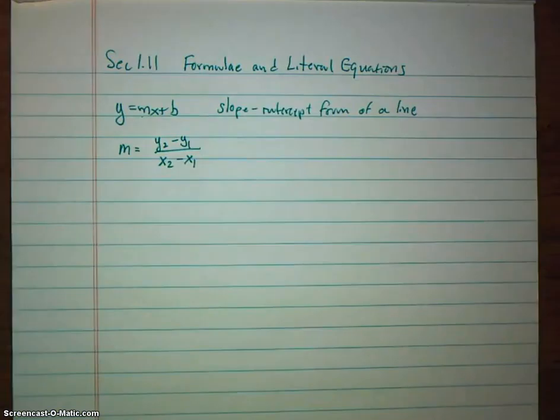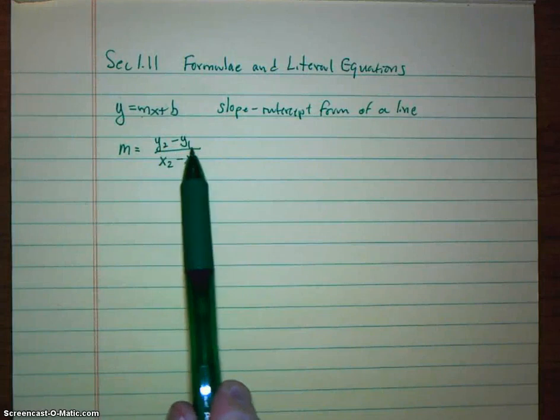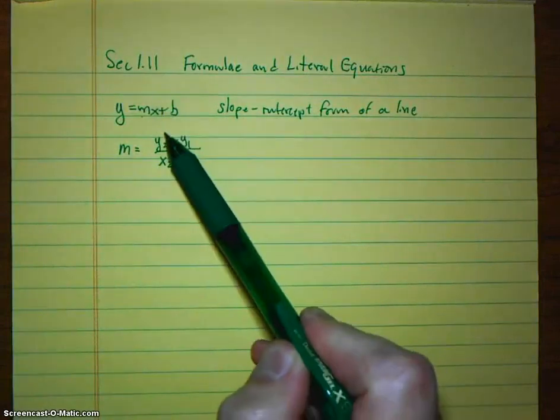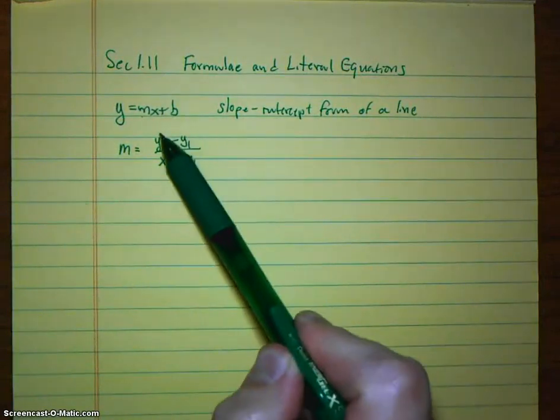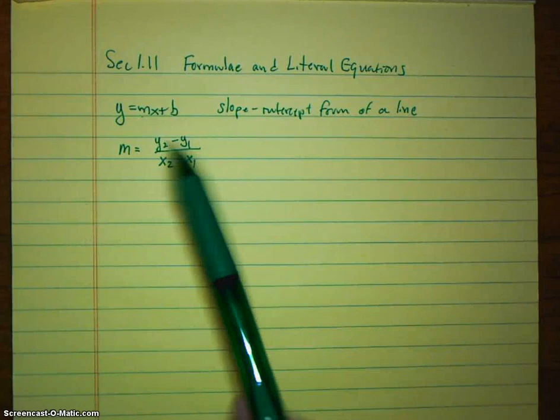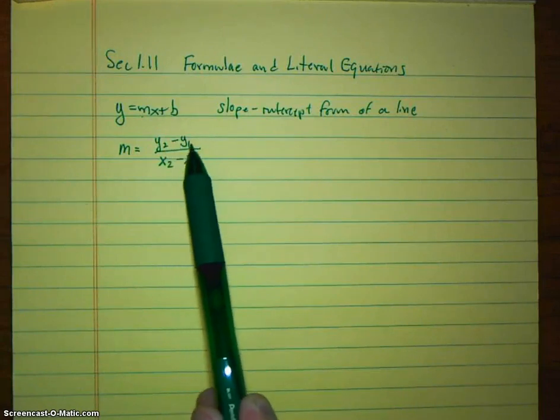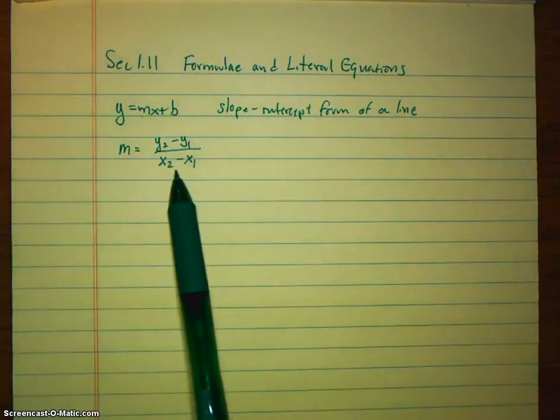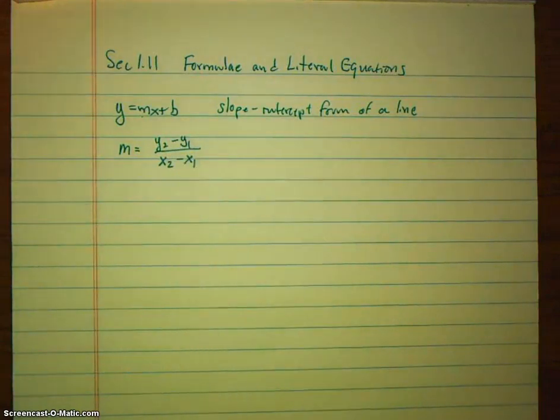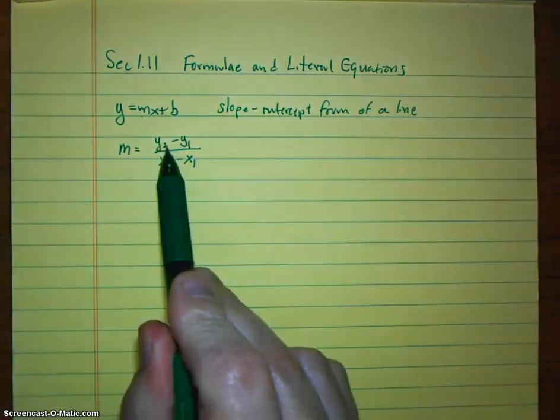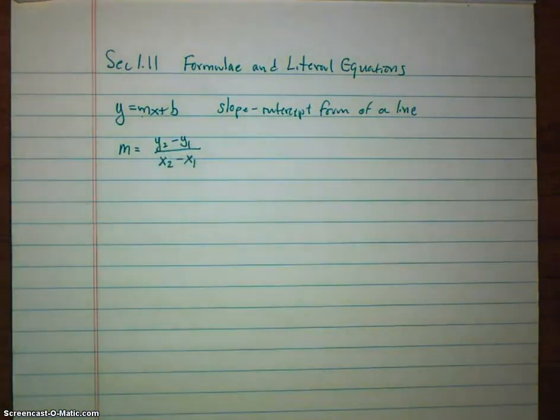And in this formula, notice that these are subscripts. They're low. They should not be written up here. If they're written up here, then they're exponents. This is simply saying the second y value minus the first y value, and then the second x value minus the first x value. And this subscript notation is a very common thing.